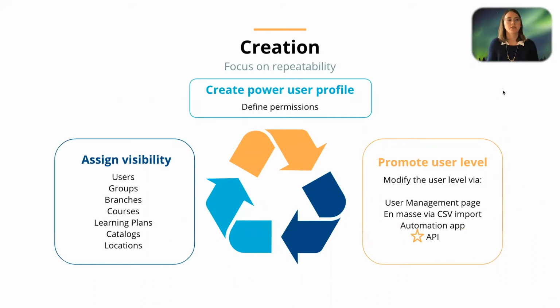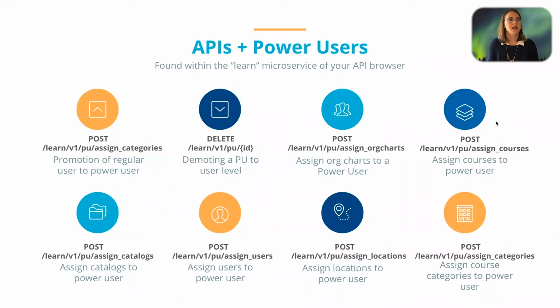Yeah, so the final creation method, as you mentioned, is going to be API. It's going to be a little bit more technically involved. This is not an exhaustive list by any means, but this is what you're going to be looking for. It is in the Learn microservice of your API browser. You do need to be a super admin to be able to set this up and to access the API browser. Once you do that, you'll see Power User. I think it actually says PU. That's going to give you the calls that you can make. You're going to be wanting to look for post calls, right? Because we're talking about the creation method.